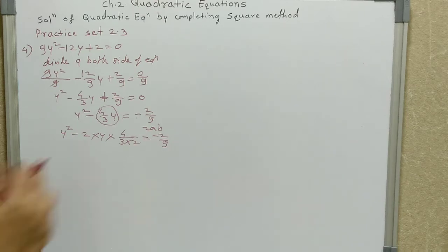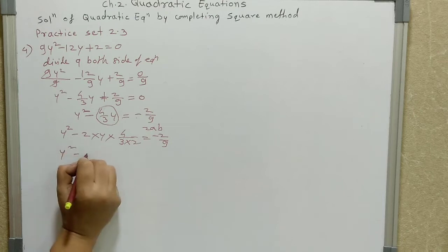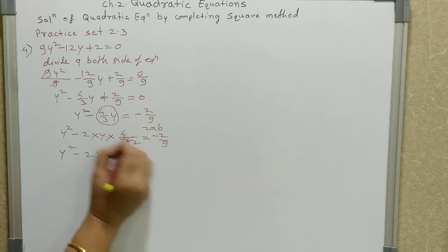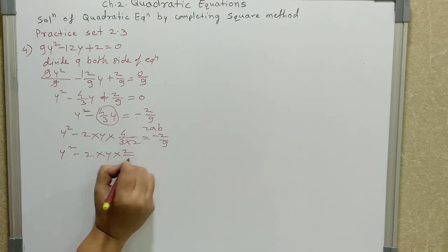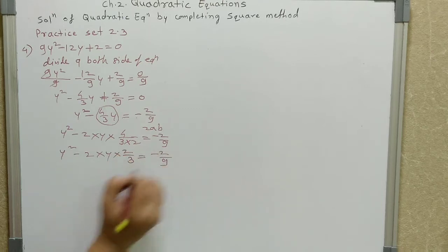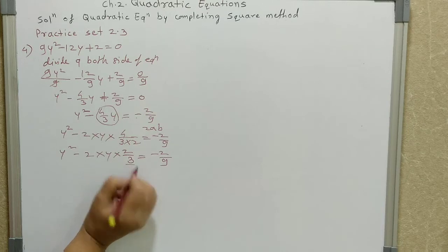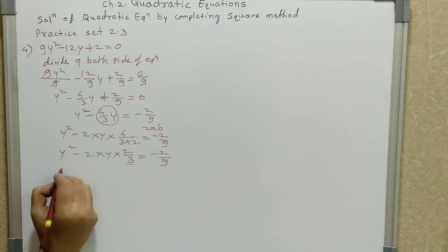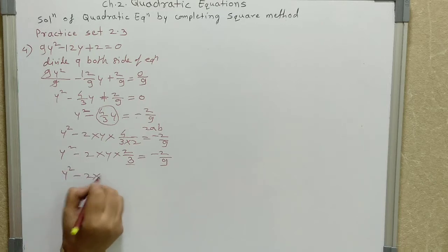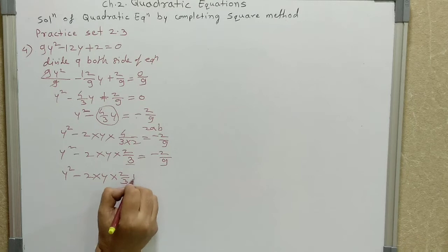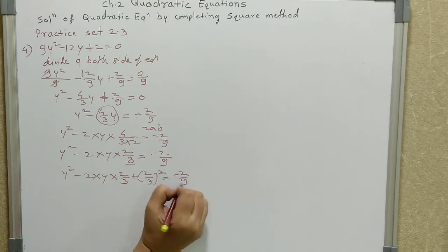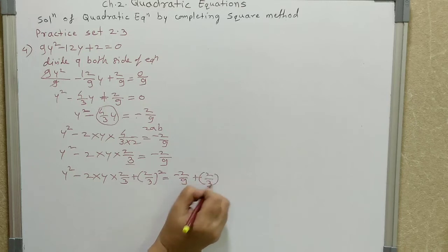Now we form here y square minus 2 into y into 4 divided by 2, so 2 upon 3, is equal to minus 2 upon 9. This we found. Now this square of 2 upon 3, I add both sides of the equation. So we form y square minus 2 into y into 2 upon 3 plus (2 upon 3) whole square is equal to minus 2 upon 9 plus (2 upon 3) whole square.